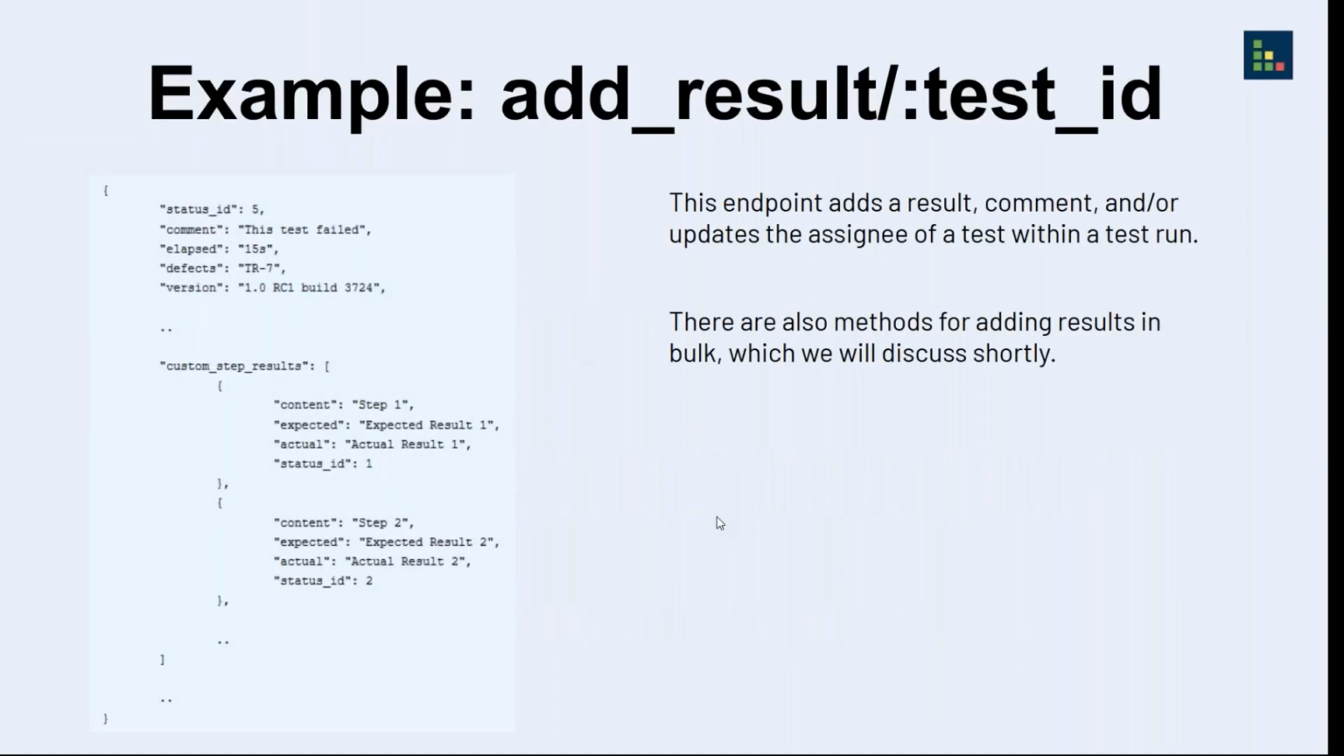With add results, you can use this endpoint to add a test result, add a comment, or update the assignee of a test within a test run. You can do one of these, or you can do all of these, or any mix. However, when you are using the add result endpoint, you need to at least submit one of those 3 items: a result, a comment, or an assignee.